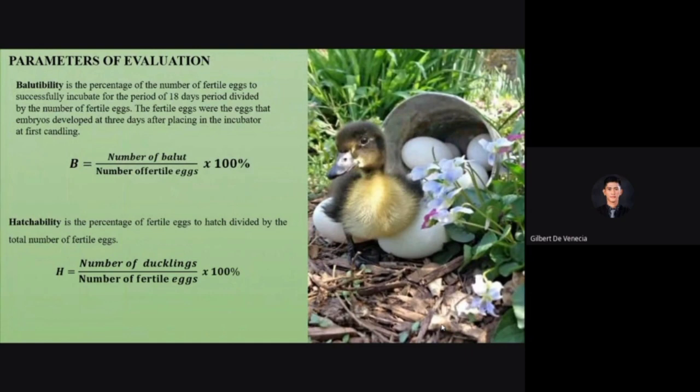Hatchability is the percentage of fertile eggs to hatch divided by the total number of fertile eggs. Kapag sinabing hatchability, ito yung mga fertile eggs na kung saan na-hatch or napisa inside the incubator. Para makompute naman yung hatchability percentage, here's the formula. H, which stands for hatchability, equals number of ducklings all over number of fertile eggs times 100%.